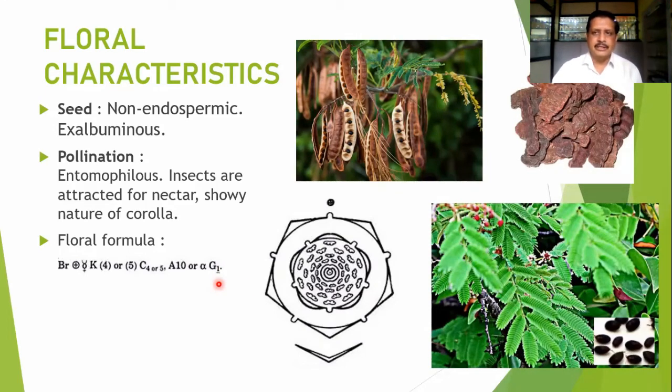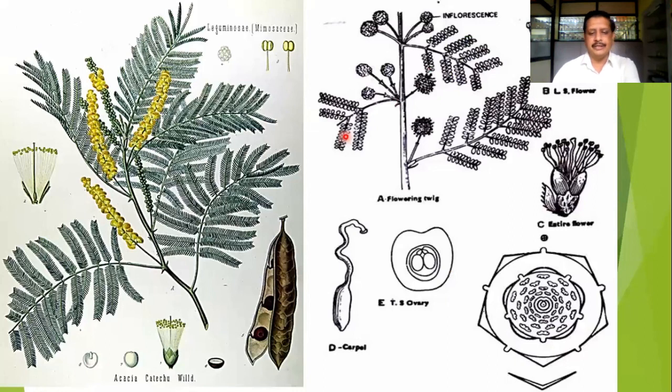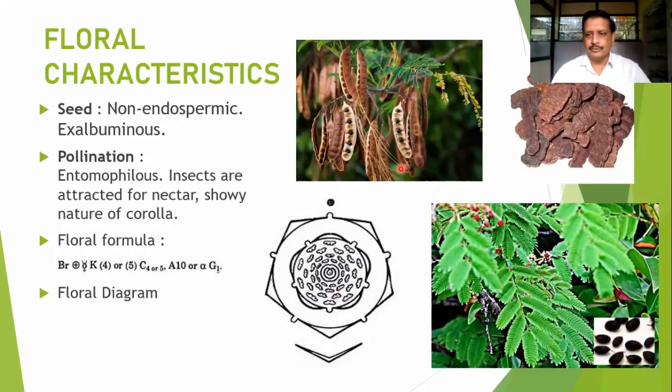So it is typically a legume type of fruit, but here the fruit may be dehiscent or indehiscent. Lomentum is most of the time an indehiscent type of fruit, but there are legumes which can be dehisced by the sutures and seeds can fall off.